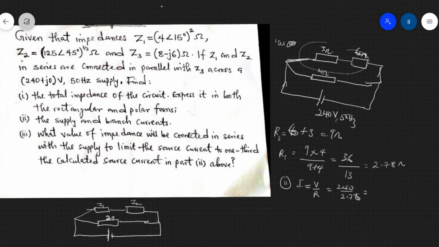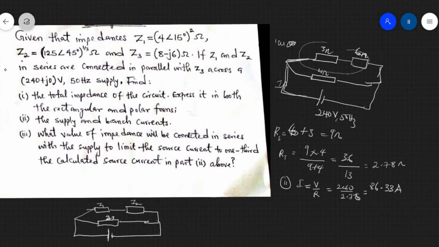So if I punch that, I have 240 divided by 2.78. That's going to give me 86.3, so 86.33 ampere. So that's the current that will drive to here. So the current that will come through from this place down is going to be 86.3. That's going to flow through here.